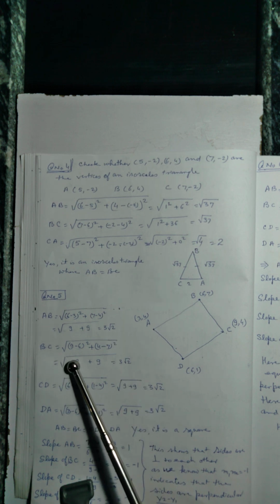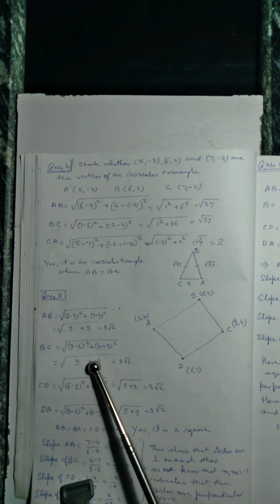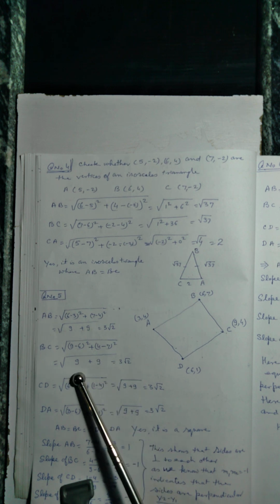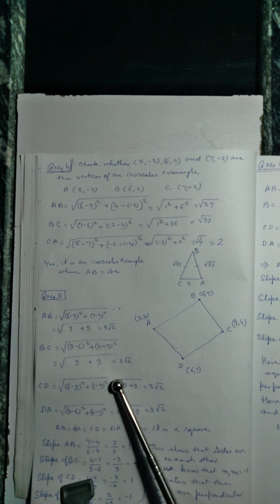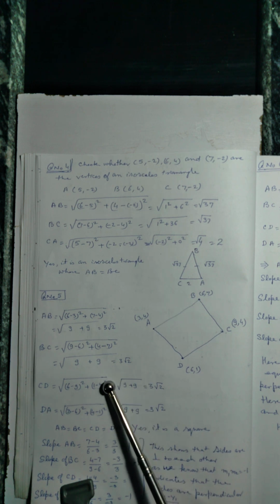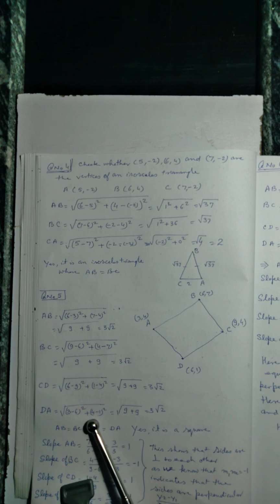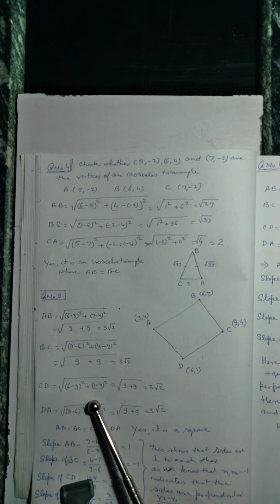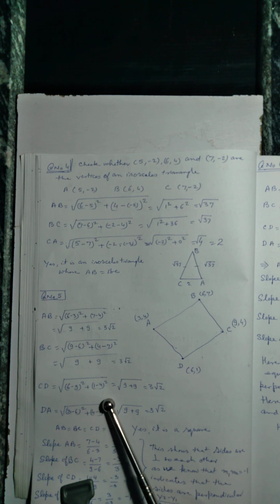Now BC, that is (9 minus 6) whole square plus (4 minus 7) whole square. That will be equal to 9 plus 9. Again it will be equal to 3 root 2. CD is equal to (6 minus 9) whole square plus (1 minus 4) whole square.